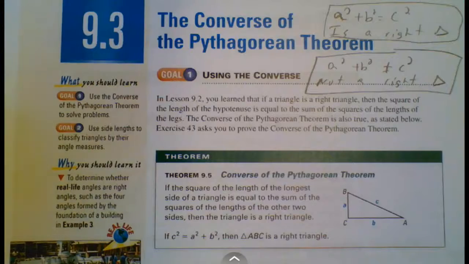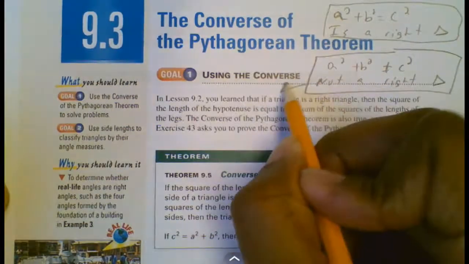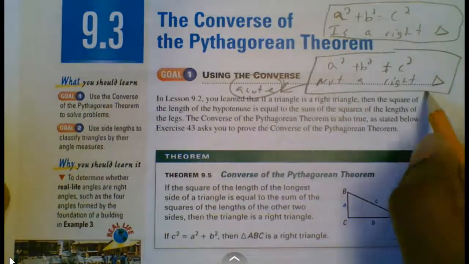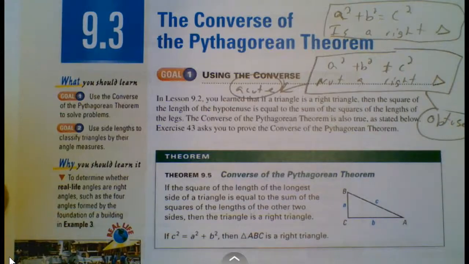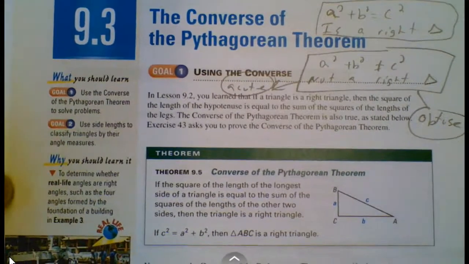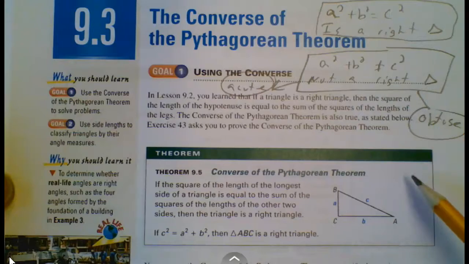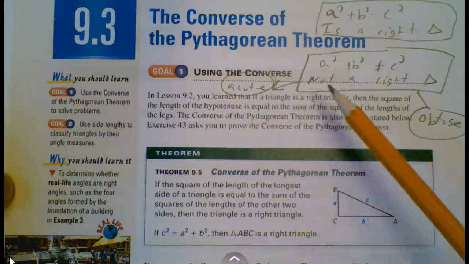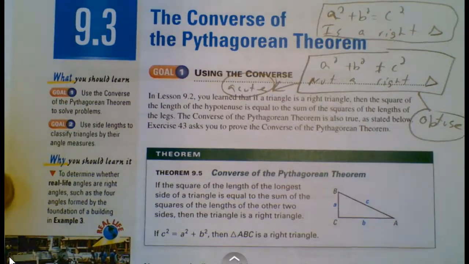All right, so what we're going to learn is also that if they don't equal, then it could be an acute triangle or it could be an obtuse triangle. So those are the three types we have. It could be acute, obtuse, or right. If they don't equal, we're going to learn how to recognize when it's acute and how to recognize when it's obtuse. So let's get started.